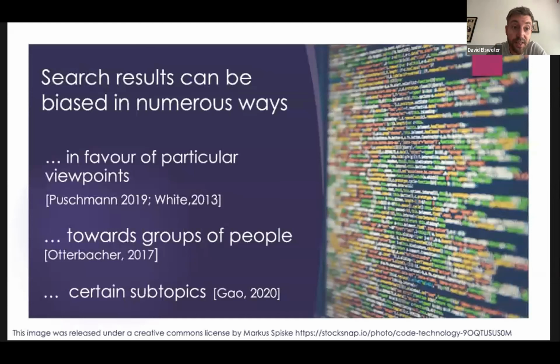It turns out that search can be biased in lots of different ways. Some viewpoints are more prominent or more highly ranked than others. Different groups of people may be ranked higher than others. And even within a particular topic, different subtopics may be more or less prominent in the search rankings.